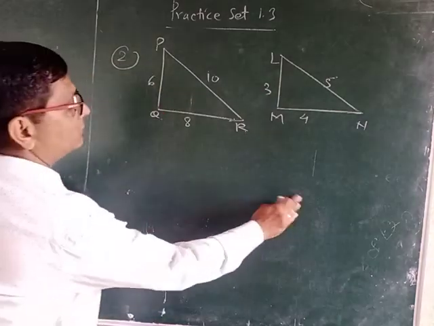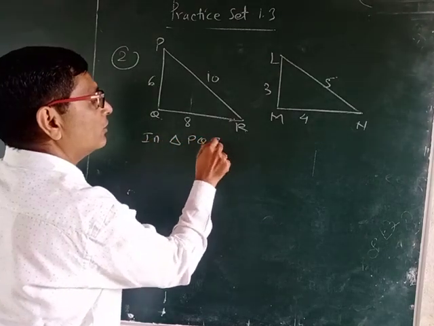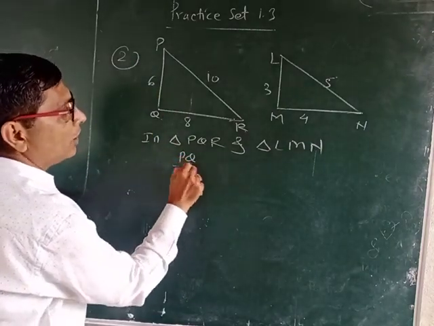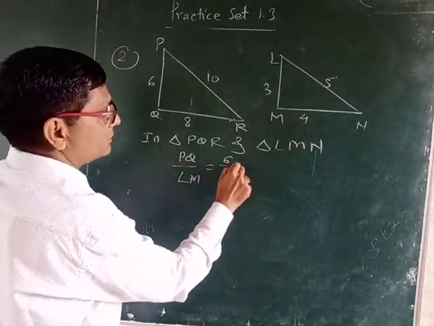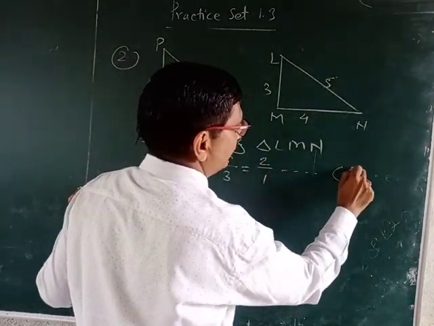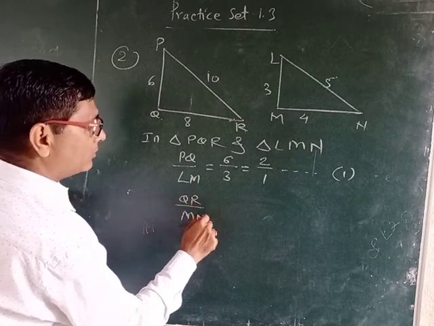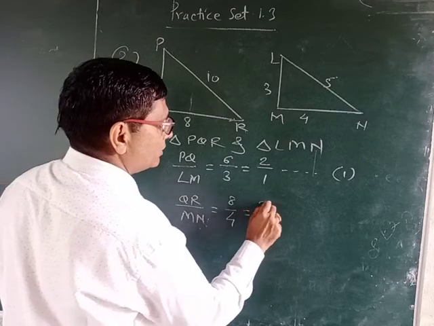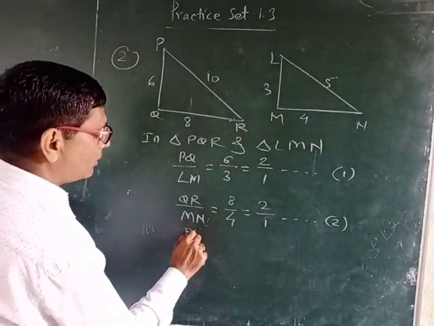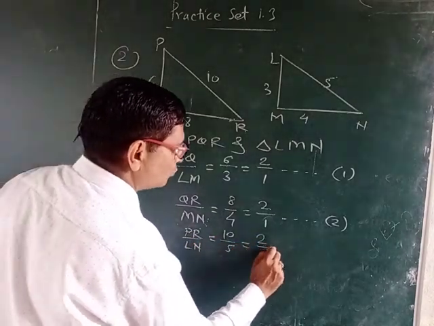Therefore, see, in triangle PQR and triangle LMN, PQ upon LM is equal to 6 upon 3 is equal to 2 upon 1. This is 1. QR upon MN is equal to 8 upon 4 is equal to 2 upon 1. This is 2. And PR upon LN is equal to 10 upon 5 is equal to 2 upon 1.